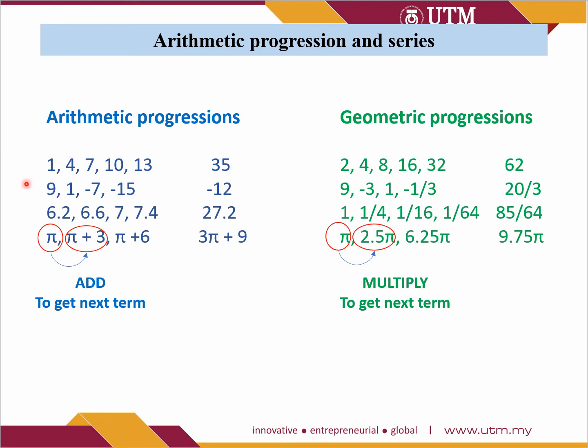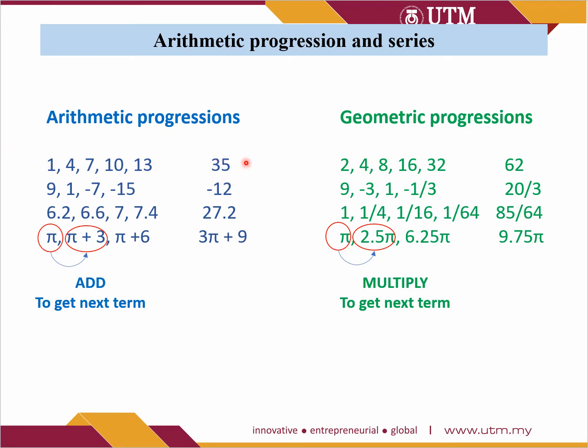Same goes for the second example, 9, 1, negative 7, negative 15. The value that we need to add is the second term minus the first term. So 1 minus 9 would be negative 8, meaning that we have to add negative 8 to get the next term. So 9 minus 8 will be 1, 1 minus 8 will be negative 7, and so on.